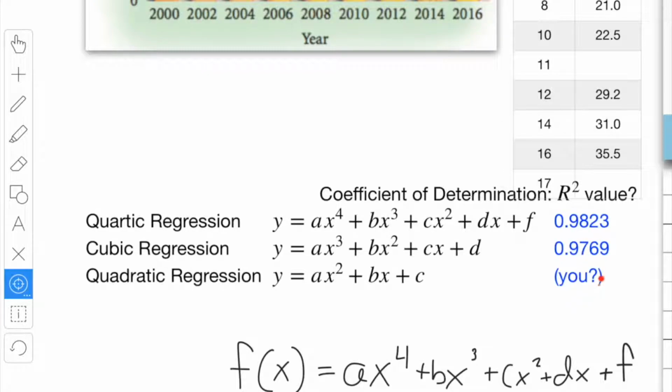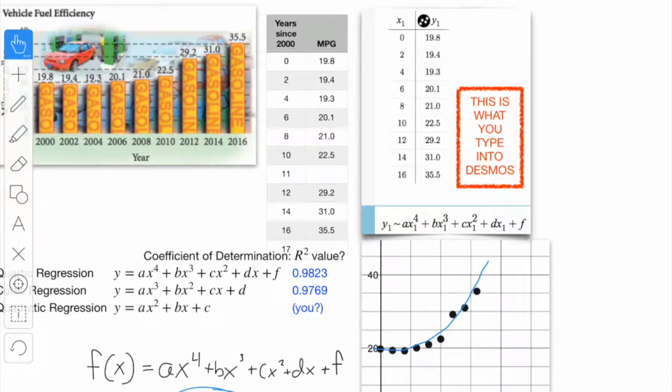And I'd like you to find the regression for the quadratic. So what you'd have to type in is y1 is equal to ax1 squared plus bx1 plus c, and see how closely a parabola will get. I've done the quartic regression, and what I had to type in was this. I want you to type in what you would need for a quadratic regression, and then see what the r-squared value is.